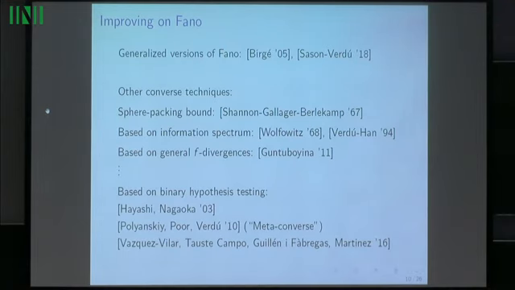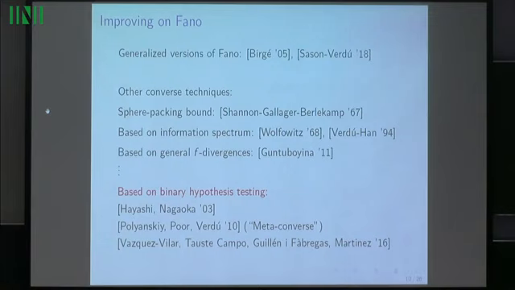And over the last several decades, there has been tons of work on improved converses for channel coding problems. So here's just a quick summary. I'm not going to go through all of these, but you can divide them into a few different classes. You have generalized versions of Fano, including some very recent work by Sason and Verdú. And then there are other stronger converse techniques based on information spectrum, sphere packing, generalized divergences, and so on. But in this talk, the approach we take is going to be the one based on hypothesis testing.